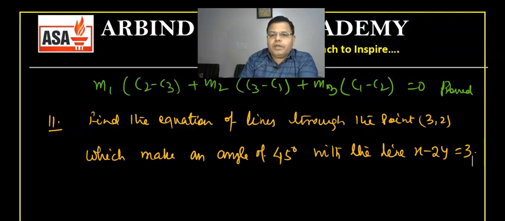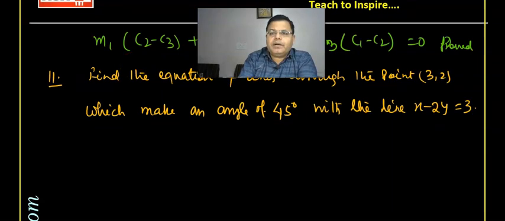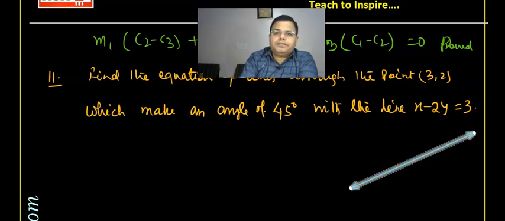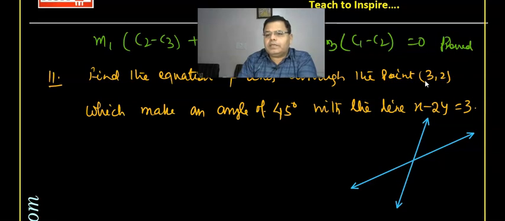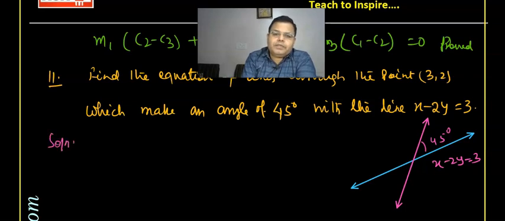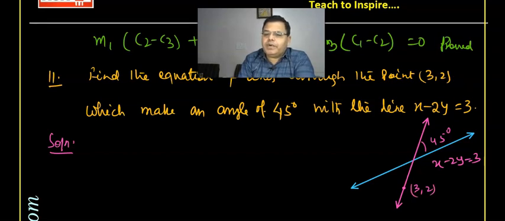This is the question. So how to deal with this? Here one line is given, and you have to find the equation of another line. Say this is the given line, and we have to calculate another line which makes an angle of 45 degree to it. So these are the lines which are at 45 degree with the first line. The angle between them is 45 degree. The first line is given, that is x minus 2y is equal to 3, and we have to find the equation of this line. The line is passing through 3 comma 2, but making an angle of 45 degree with this line.